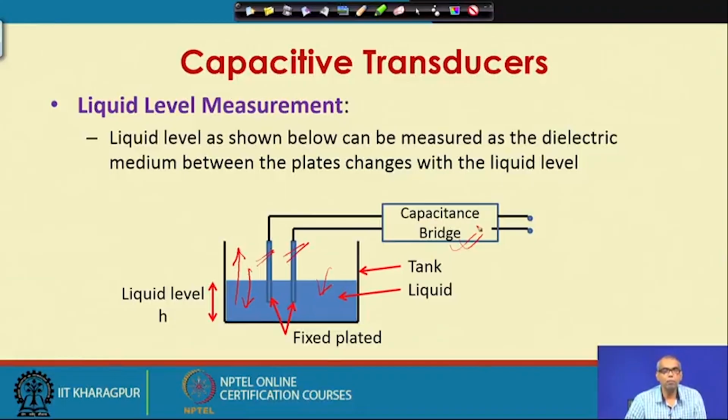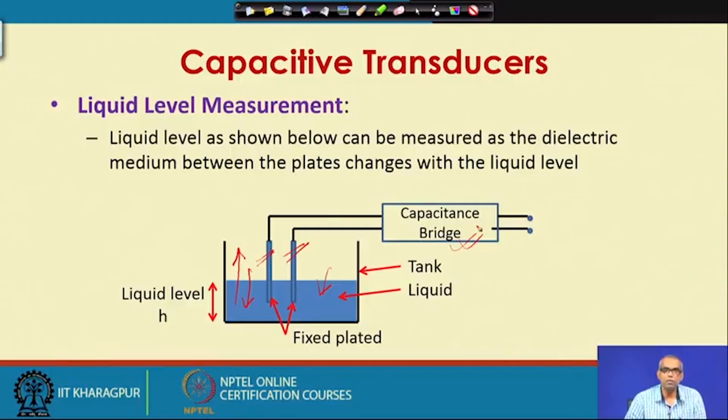By keeping one plate fixed and attaching the other plate to the moving object, we can measure the displacement. That is what we have seen in the last few slides. There, the change of capacitance with change in distance was used.